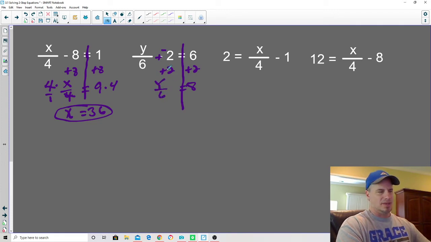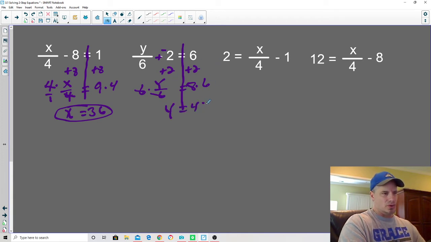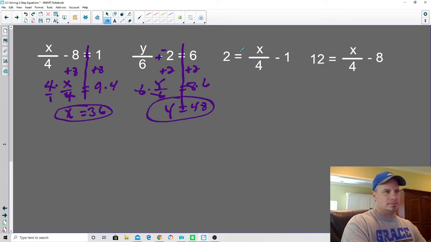Just copy it down. This is division, so the opposite is multiplication. Times 6, times 6. The 6's cancel. That gives me y. 8 times 6 is 48. Y equals 48.